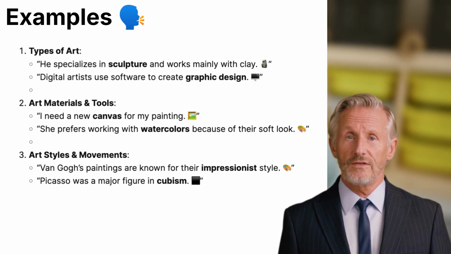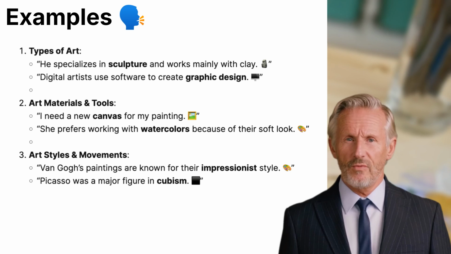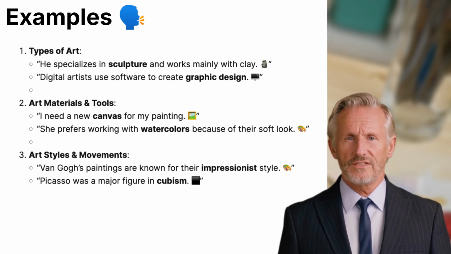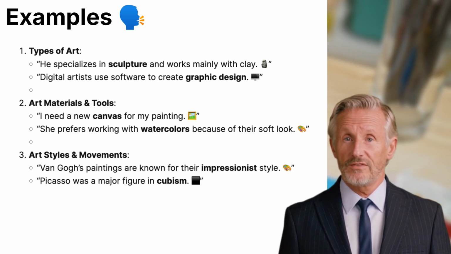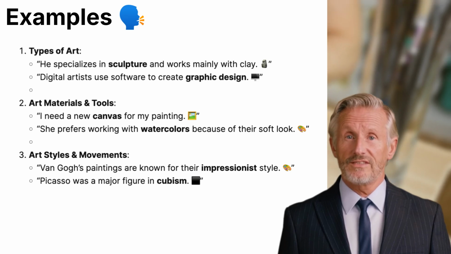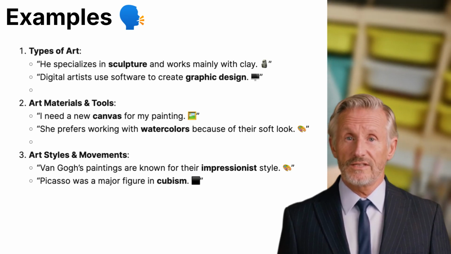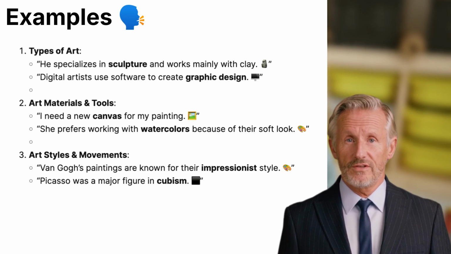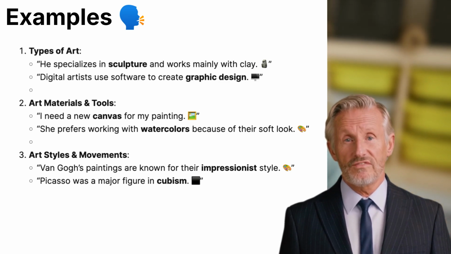1. Types of art. He specializes in sculpture and works mainly with clay. This sentence introduces someone's focus in art. Saying he specializes in sculpture means that's his main area of expertise, and works mainly with clay tells us the material he prefers. Digital artists use software to create graphic design.